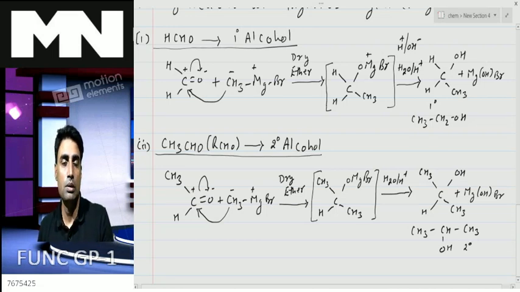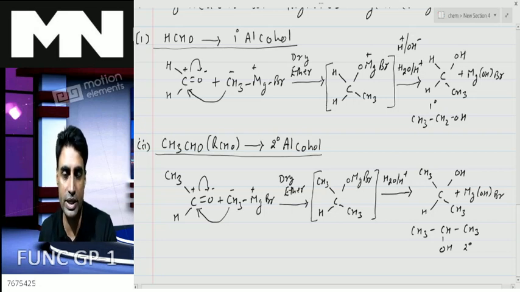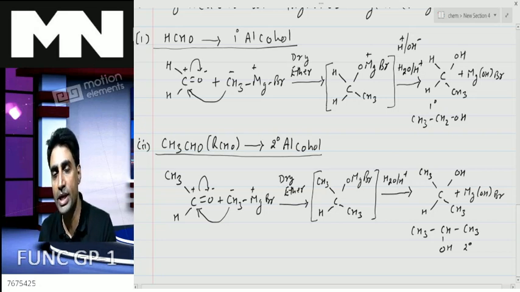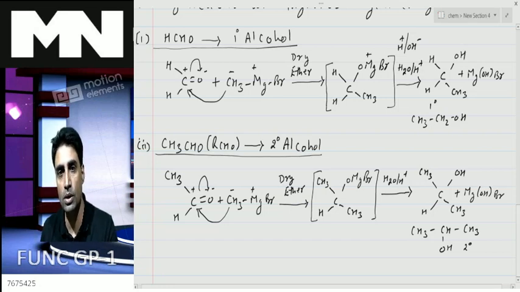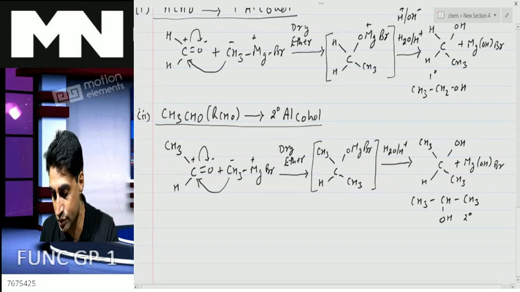Once again, the reduction of aldehyde and ketone will give me primary and secondary alcohol, not tertiary. If I want tertiary alcohol from aldehyde and ketone, I have to react them with Grignard's reagent. Formaldehyde is going to give me primary alcohol, any other aldehyde will give me secondary alcohol, and ketones will give me tertiary alcohol. So now we'll see the same reaction with ketones.